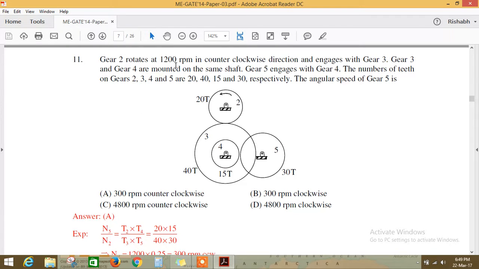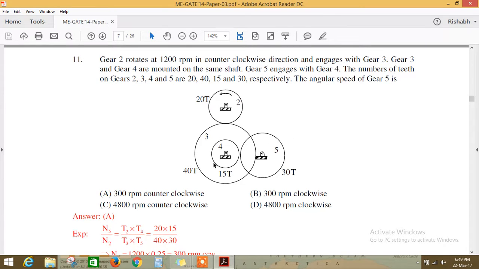Gear 2 rotates at 1200 rpm. This is actually the gear 2 given. This figure is given in the question. This is gear 2. Here it is written 2. It is having 20 teeth and it is rotated with 1200 rpm in counterclockwise direction, and a direction is also mentioned in the figure, and engages with gear 3.